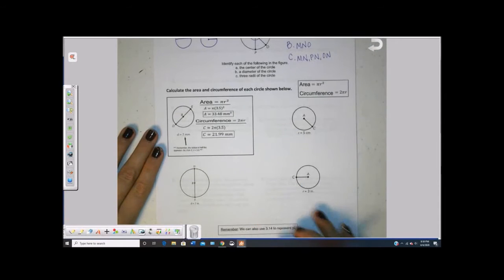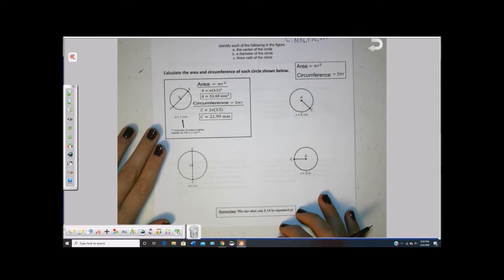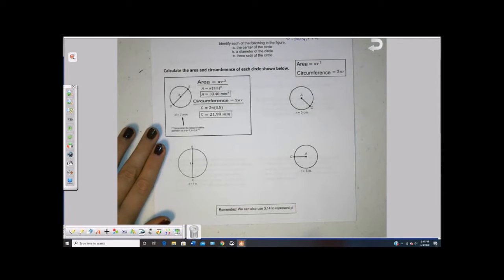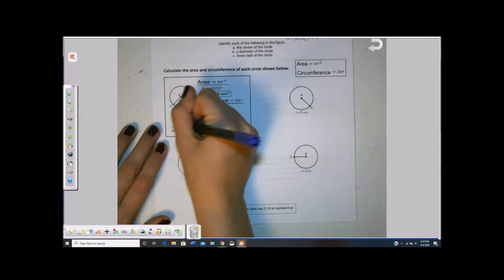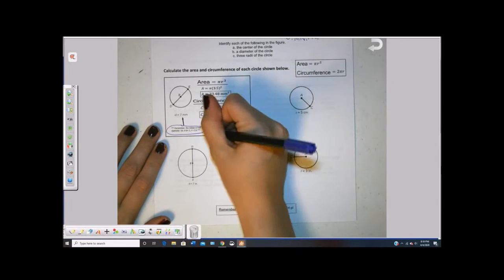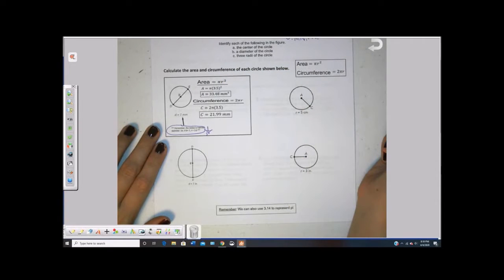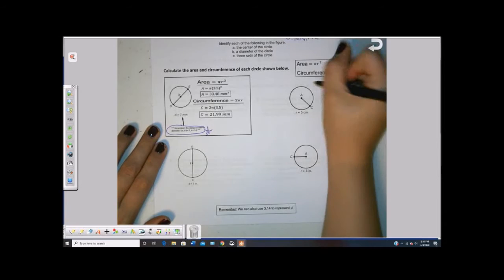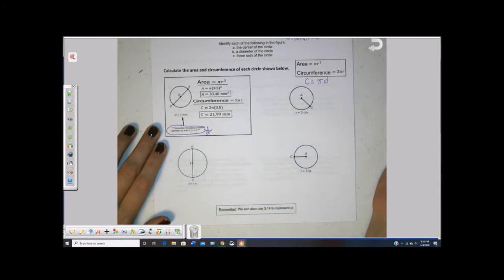Then we get further into actually trying to find the area and circumference of our circles. So it's kind of hard to read, but it says, remember the radius is half of the diameter. So that's kind of important when we start doing this. And also they didn't put it on here, but remember circumference also equals pi times diameter.